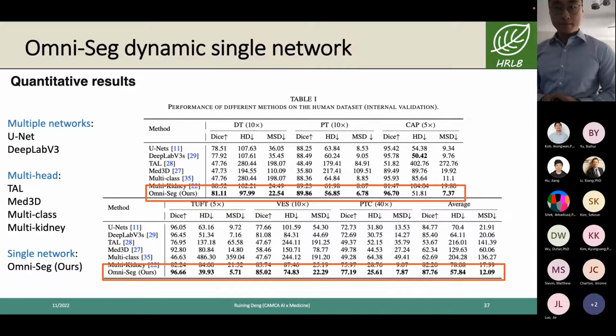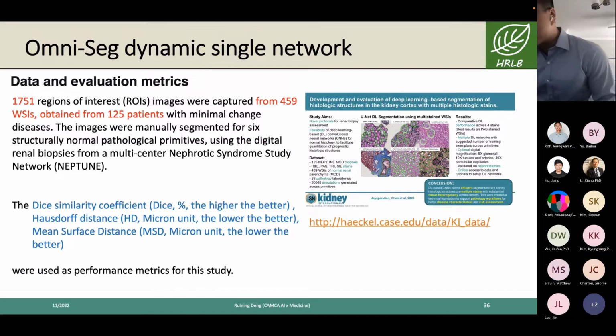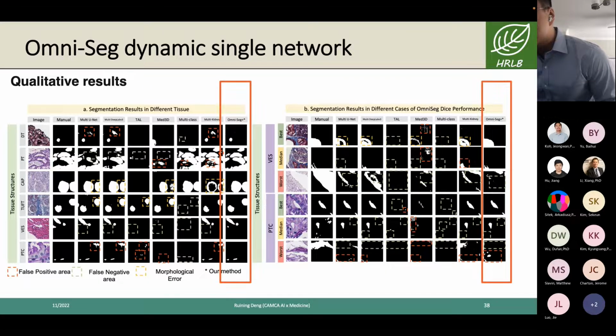Hi, this is Wei. Can I ask one question about your evaluation metrics? On your slide 38, you mentioned morphological error. Can you tell me more about that? For here, the morphological error is, as we can see on the right side, the segmentation is not complete when we try to segment the vessel, but our model can achieve a better result, segmenting the complete tissue type. That's what we call the morphological error in the qualitative result. Some of them maybe the capsule is not complete or the proximal tubule is not complete. However, we can achieve a more stable segmentation result.